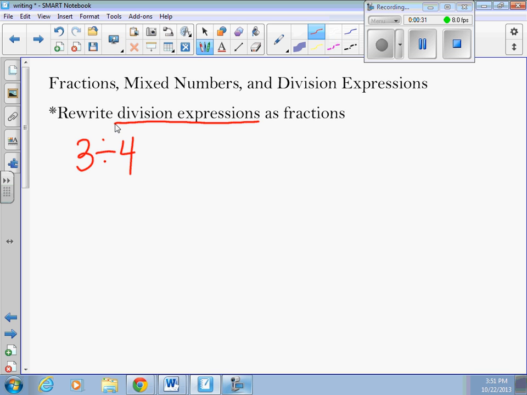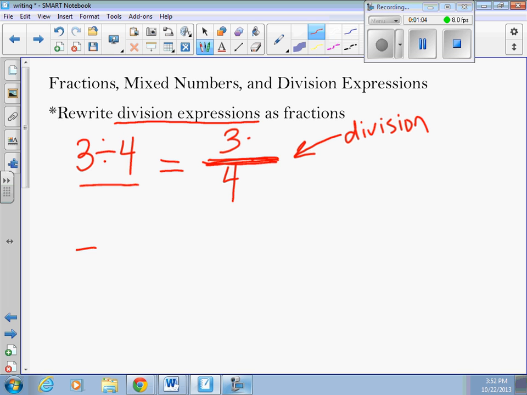3 divided by 4 is a division expression. We can rewrite any division expression as a fraction. The fraction bar really stands for division. So 3 divided by 4 as a fraction would look the same way, 3 over 4. 3 divided by 4, because this fraction bar really means to divide. It's another way that we rewrite division expressions.